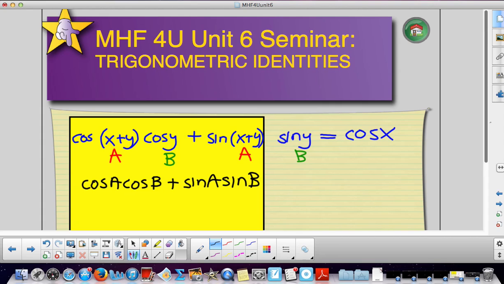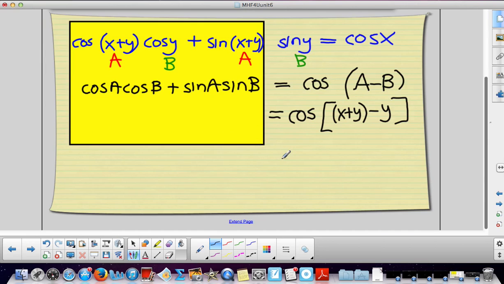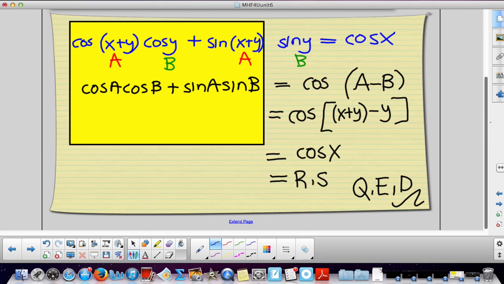So whenever you see terms repeat, label them as a and b, and rewrite them as a formula, because then you're going to see that this is the same formula as cos of a minus b, right? Where your a term is x plus y, and your b term is just y. If we solve this, we're kind of going backwards from the compound angle formula. Inside the brackets, cos of x plus y minus y is the same thing as cos x, which is my right-hand side. QED. So that's another trick about identifying compound angle formulas and working backwards.